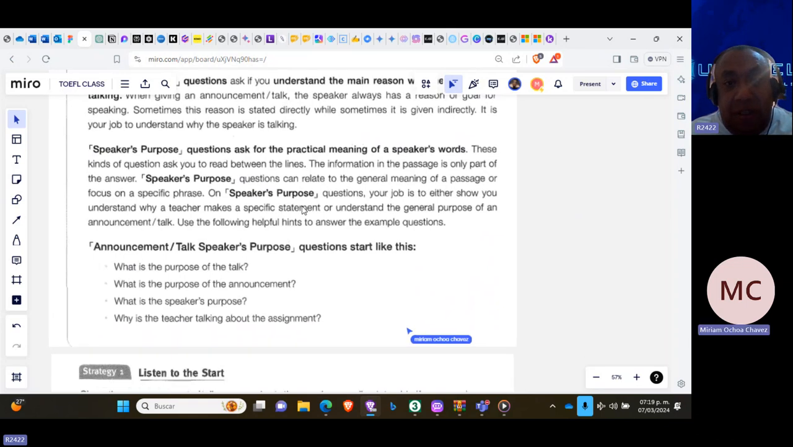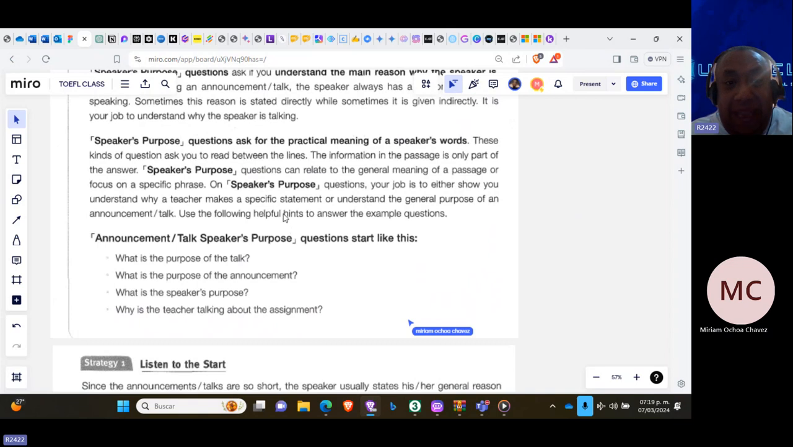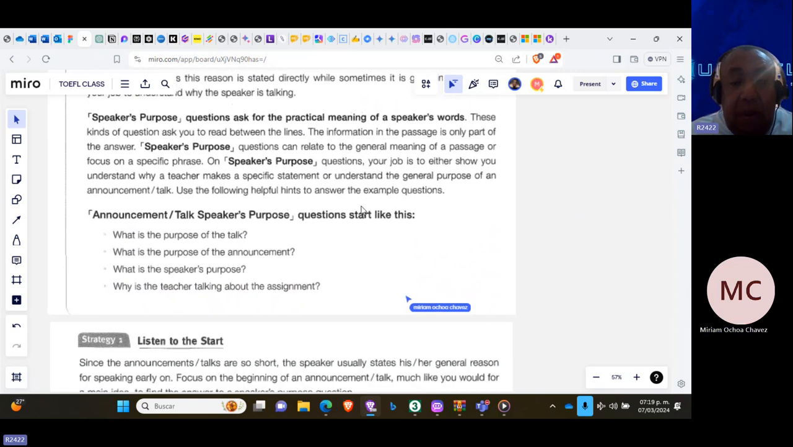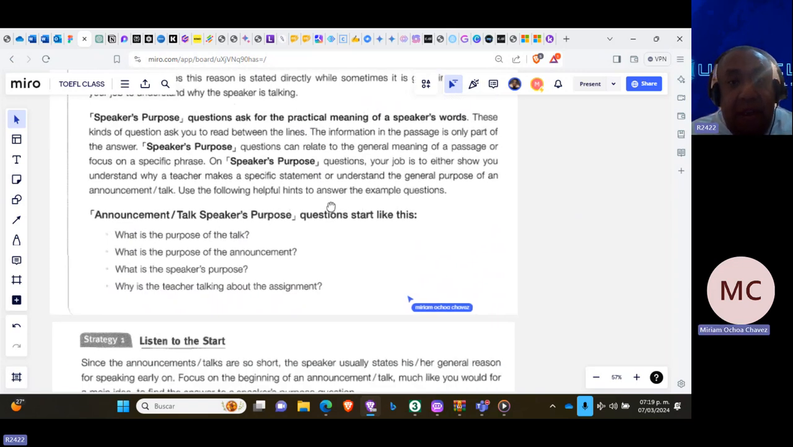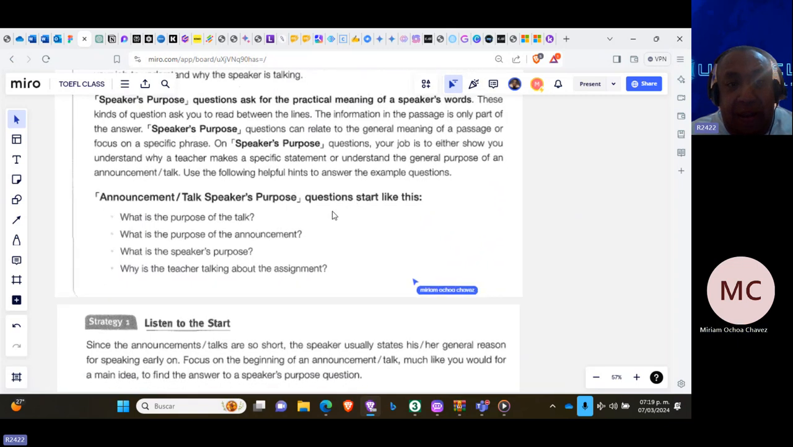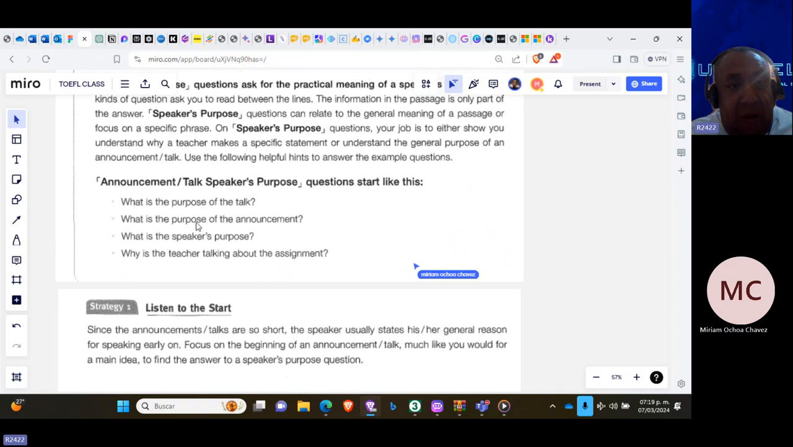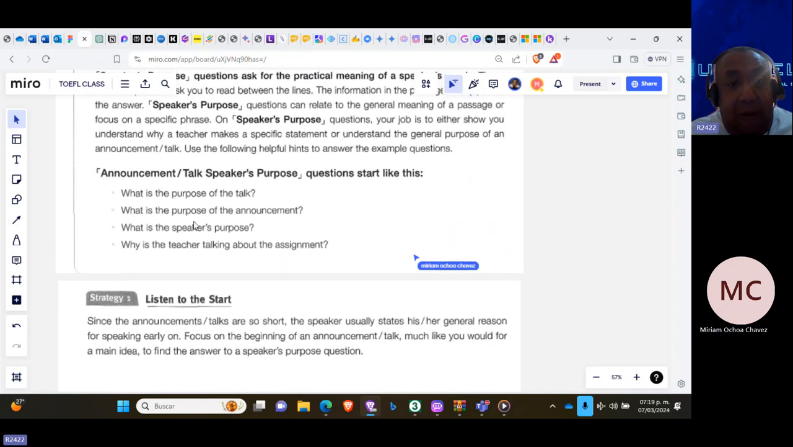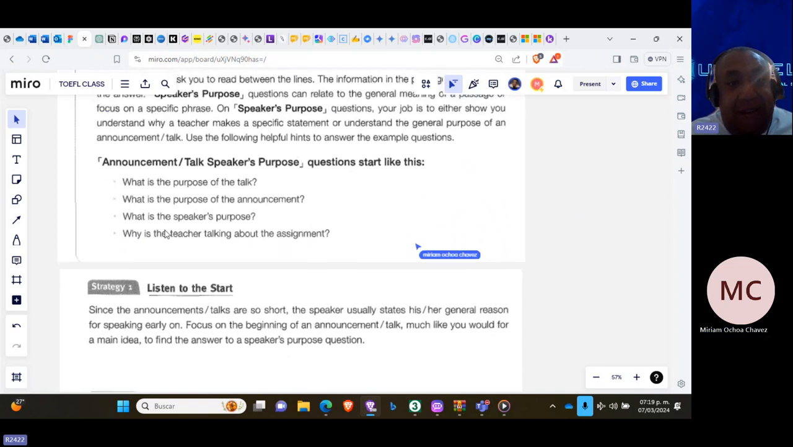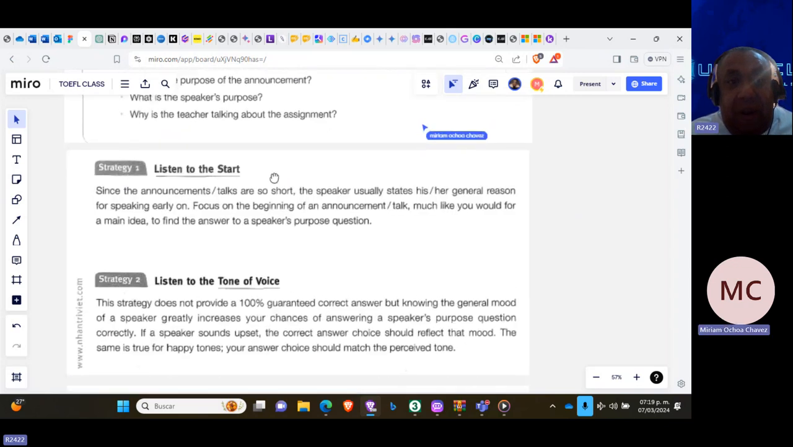On speaker's purpose questions, your job is to either show you understand why a teacher makes a specific statement or understand the general purpose of an announcement or talk. Use the following helpful hints to answer the example questions. Announcement, talk, speaker's purpose questions are like this: What is the purpose of the talk? What is the purpose of the announcement? What is the speaker's purpose? Why is the teacher talking about the assignment? Okay, may I repeat, please?